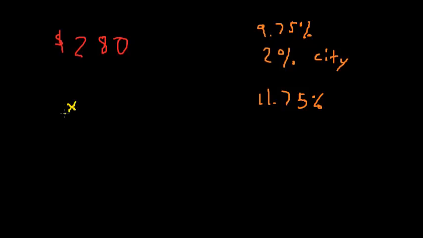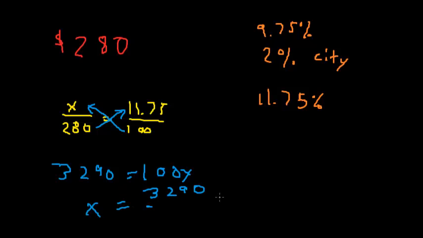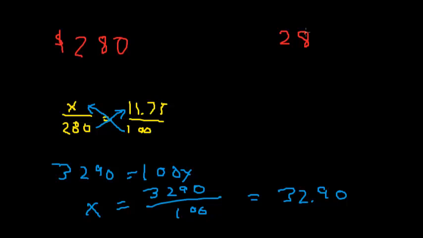So that is is over of equals my percent over 100. Cross multiply. 280 times 11.75 is 3,290, and 100 times x, 100x. Again, we see x is 3,290 over 100, or 32.90. To find my total bill, I take my $280, add to it the sales tax.